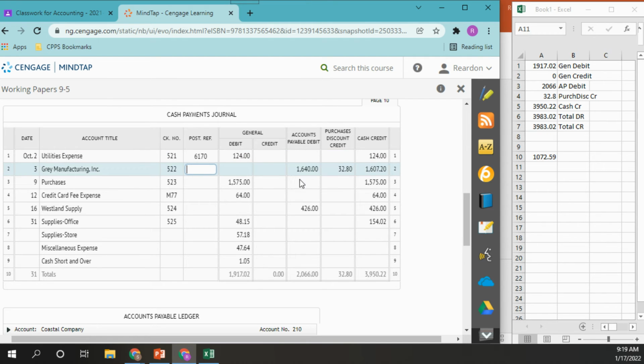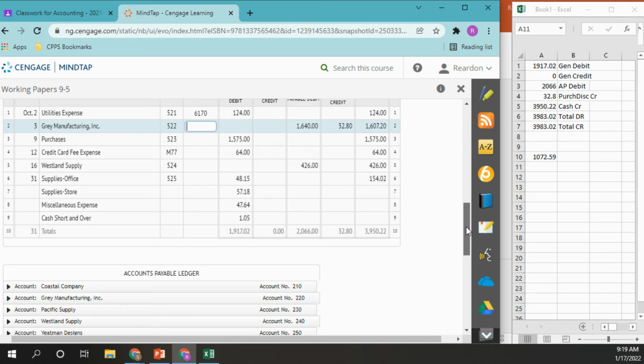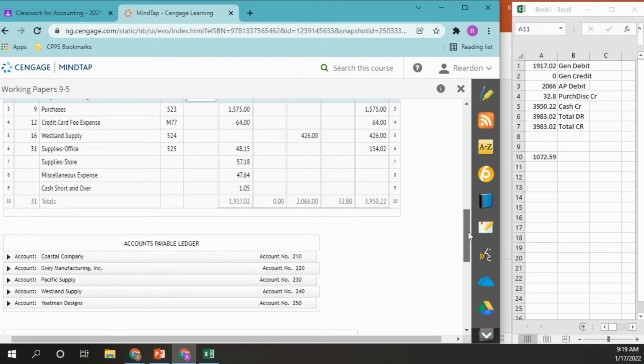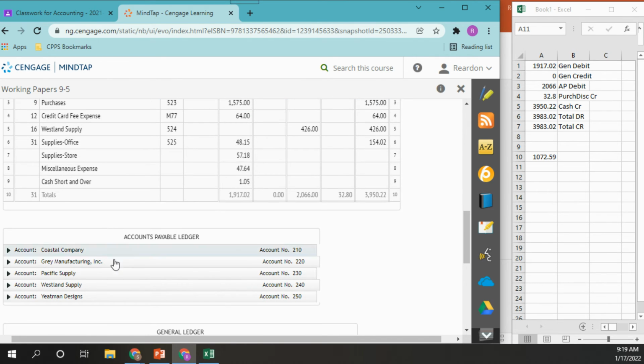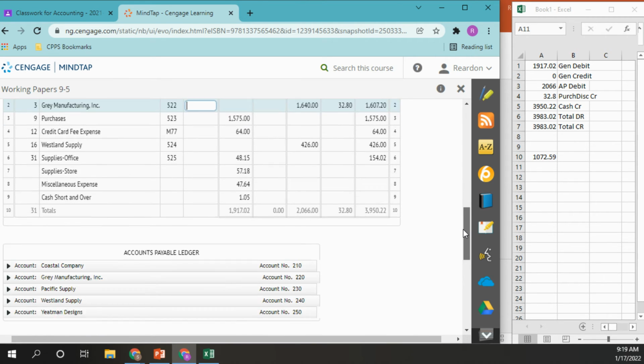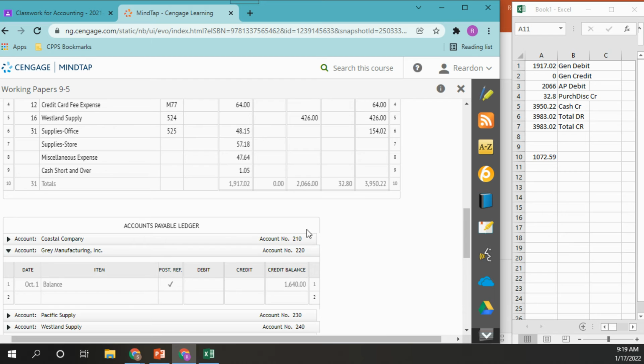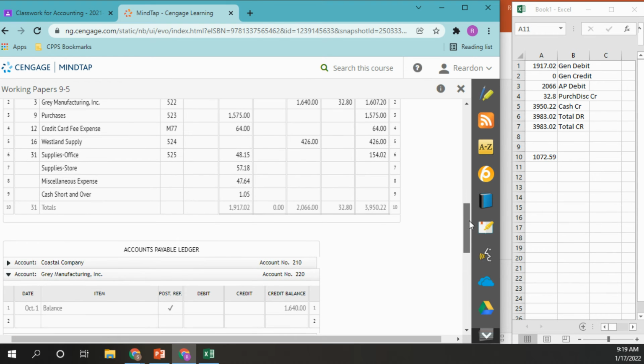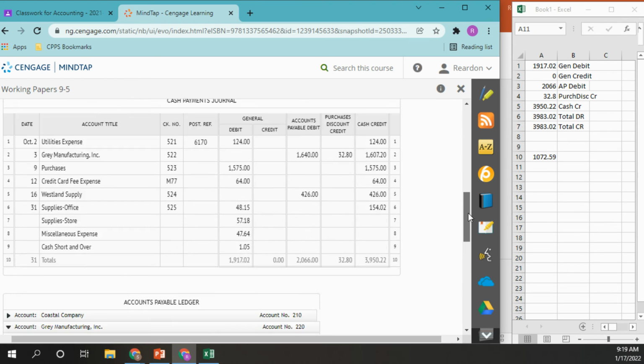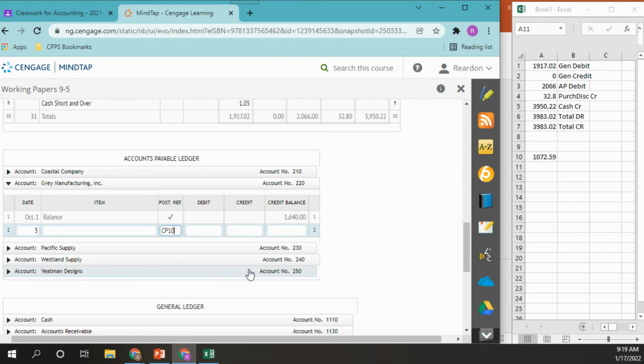I've got, looks like we've made a payment on account with a 2% discount, accounts payable debit of 1640. Now I'm going to post that individual entry to Gray Manufacturing in my accounts payable ledger. All right, so here we go, Gray Manufacturing on the 3rd. Cash payments, I keep forgetting what my cash payments journal is. Cash payments journal number 10.